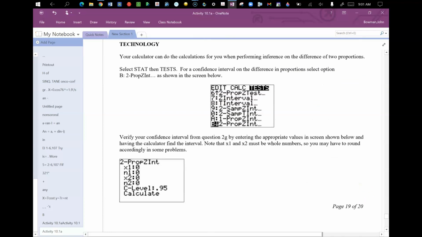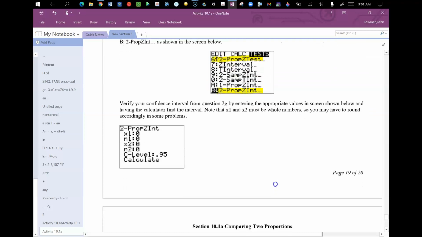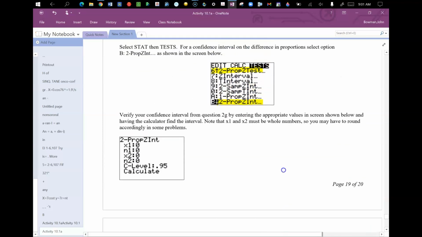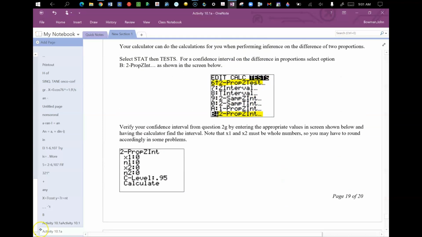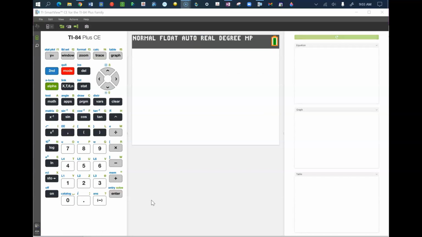Obviously, there's built-in technology in your calculator to do this, called the 2-PropZInt, and there's a 2-PropZTest. I am going to show you in just a minute with this particular example how to do that. Okay, I am going to show you how to use your calculator to do a 2 proportion z interval and a 2 proportion z test. I want to point a few things out here, so please pay attention to this because there's a format issue with the calculator.